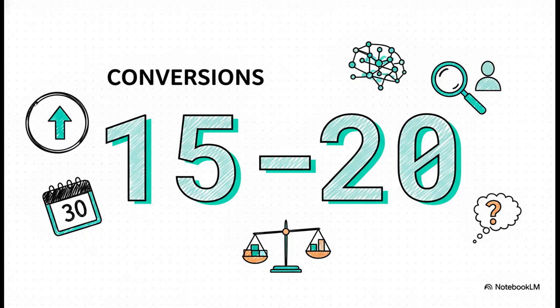So the big question is, how much data is enough data? Well, here's kind of the magic number. You need to be hitting at least 15 to 20 conversions within a 30-day period. That's the baseline. It's the minimum amount of info Google's AI needs to actually learn what a good customer looks like for you. If you have less than that, well, it's still just guessing.